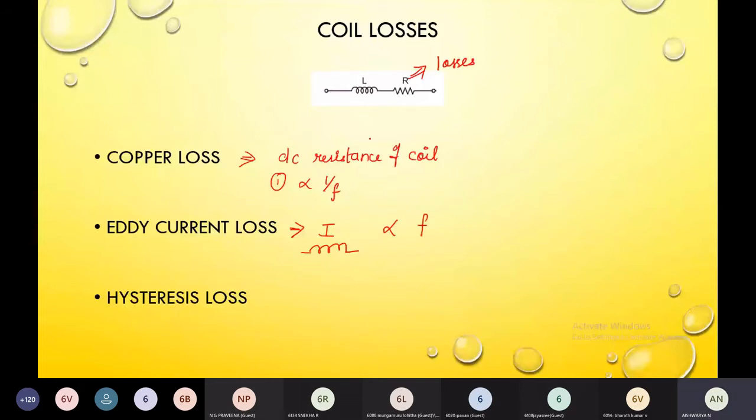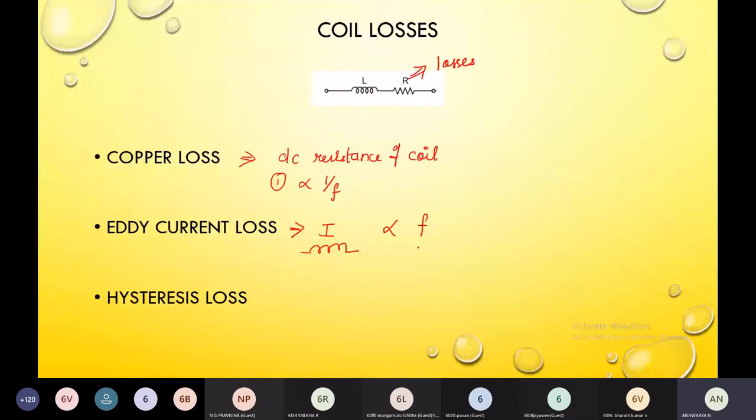See, your tuned circuit will have a coil, and that coil will not be purely inductive. It will have some losses, and those losses are represented by the leakage resistance R. So based on this, I have three types. First one is copper loss that occurs due to the DC resistance of the coil. And second one is eddy current loss. As the name indicates, this loss occurs due to the current flowing within the copper or core. Okay. And this eddy current loss is directly proportional to your frequency.